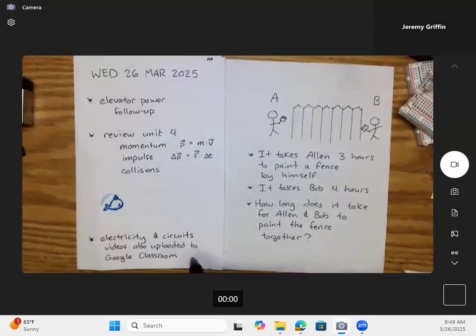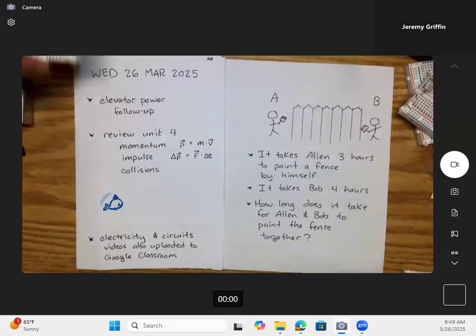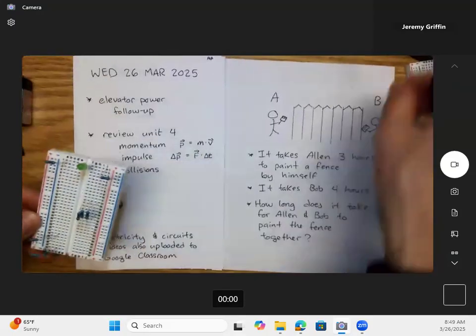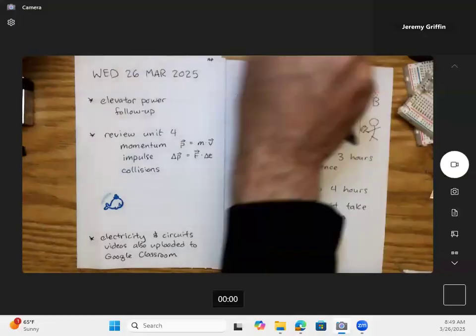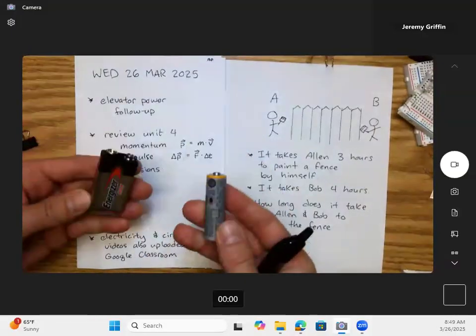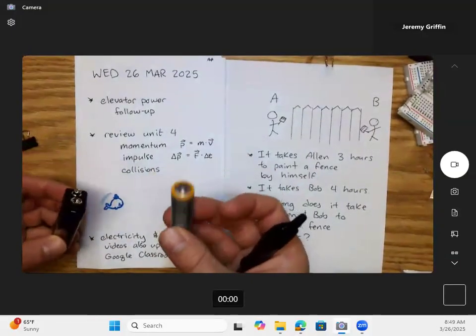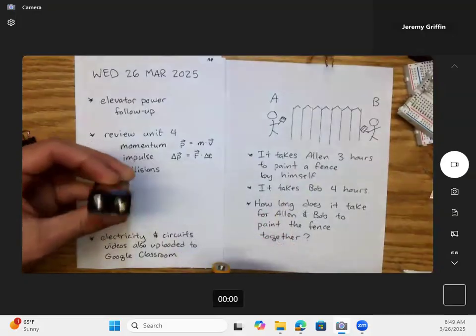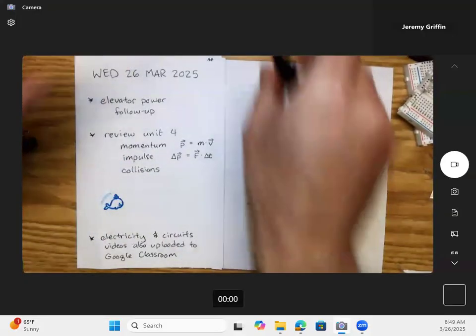In my other classes, we're moving on to electricity and circuits. I got these breadboards with all these resistors plugged in. I got a bunch of Christmas lights. I got different batteries that are different voltages, like 1.5 volts on the AA, 9 volts for this boxy looking one, 5 volts on the cell puncher.